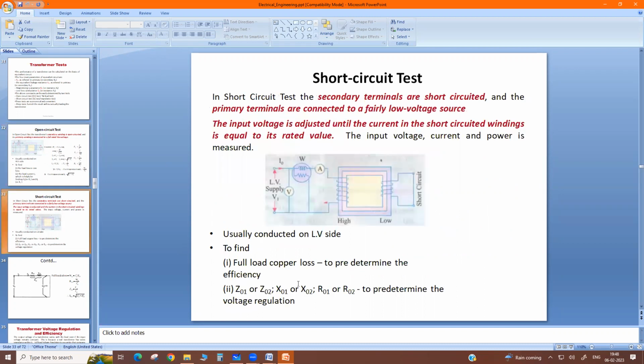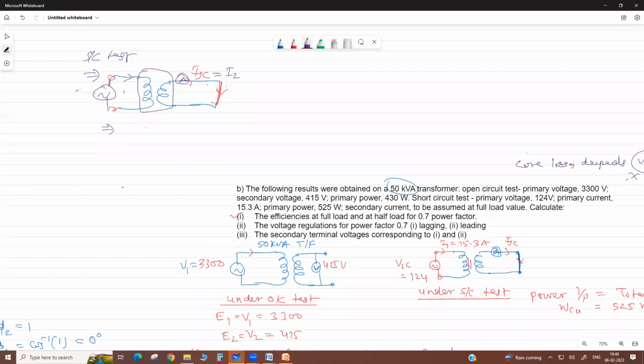Next, the short circuit test will give you the full load copper loss. It is written here, my dear, and these parameters we calculate. That's why we do the testing. See, input voltage, current and power are measured. Got it? So just read the fundamentals. Now come here.